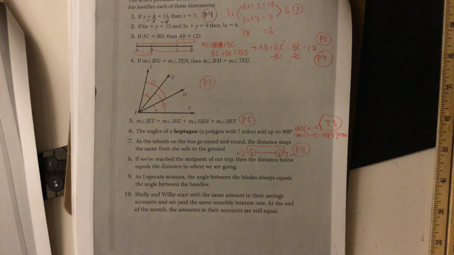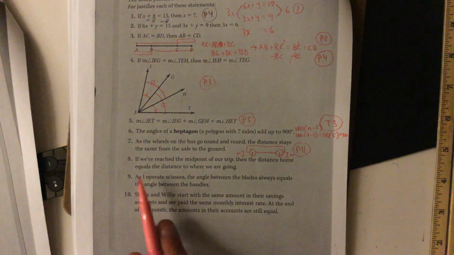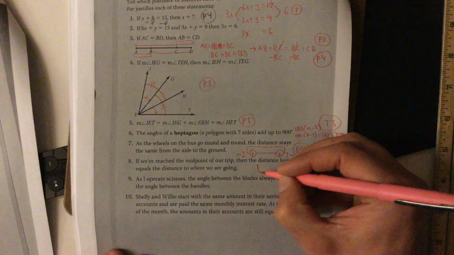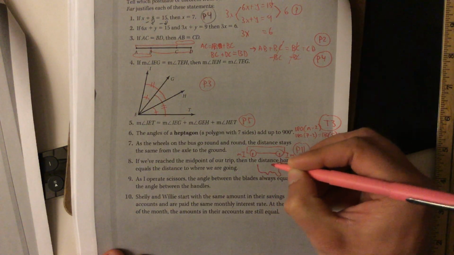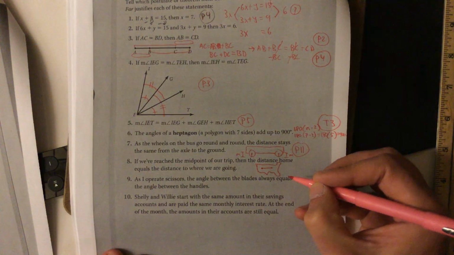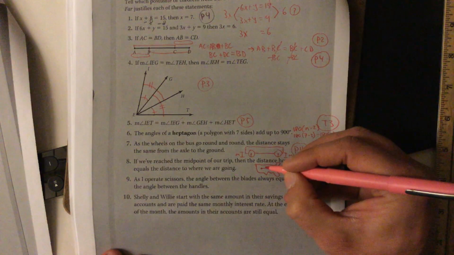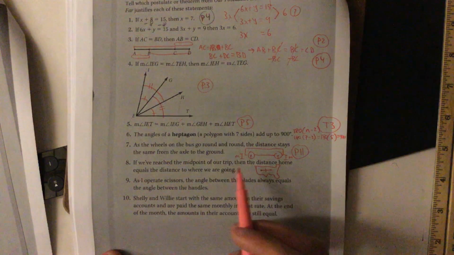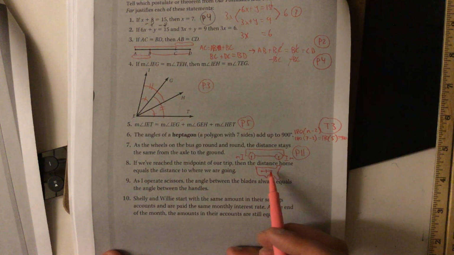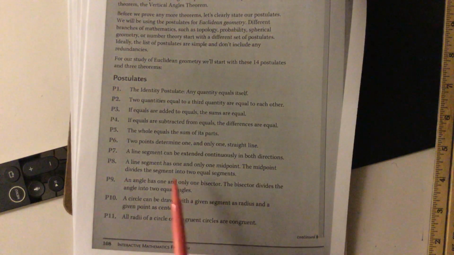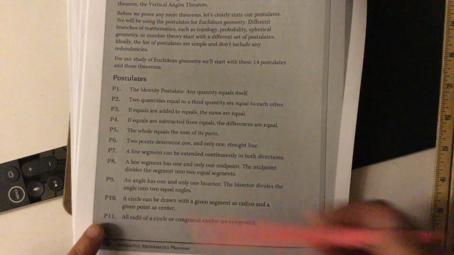If we've reached the midpoint of our trip, then the distance home equals the distance to where we are going. Okay, so if we're driving, here's the United States, of course. That's pretty good. And if we're going from Colorado to Kansas City, Missouri, we've got some segment, and there's a halfway point of that segment where the distance home, back to Colorado, is equal to the distance to Kansas City, for example. And that would be our midpoint one, right? So the line segment has one and only one midpoint. The midpoint divides the segment into two equal segments. That's postulate 8.